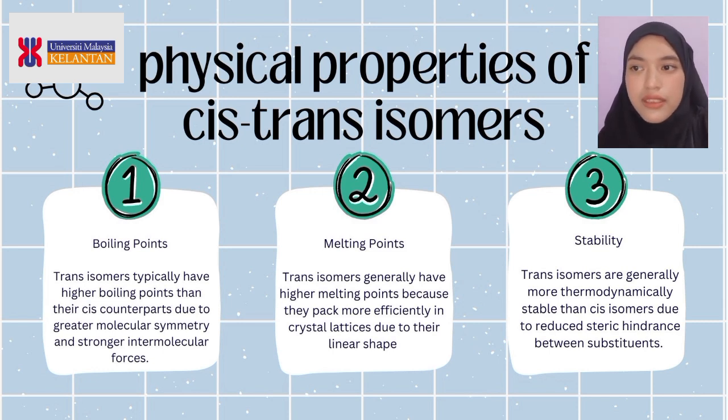In melting point, trans isomers generally have higher melting points because they pack more efficiently in the crystal lattice due to their linear shape. Last is stability. Trans isomers are generally more thermodynamically stable than cis isomers due to reduced steric hindrance between substituents.